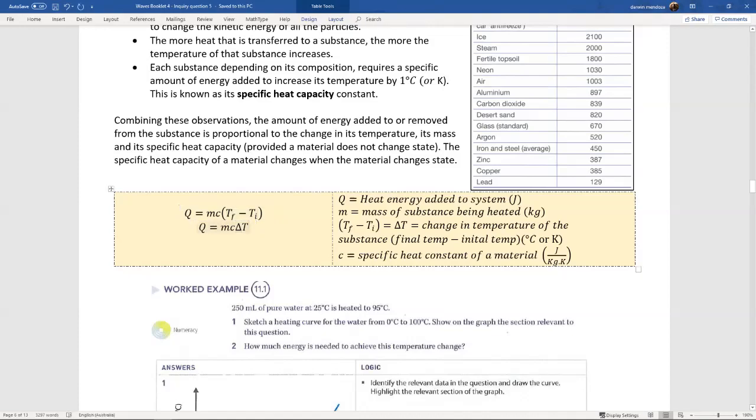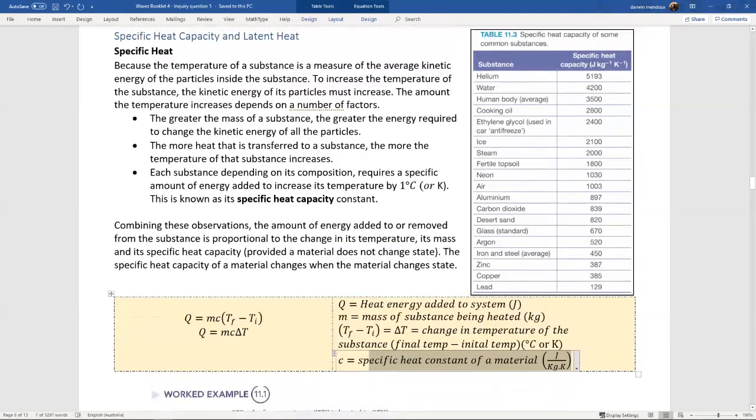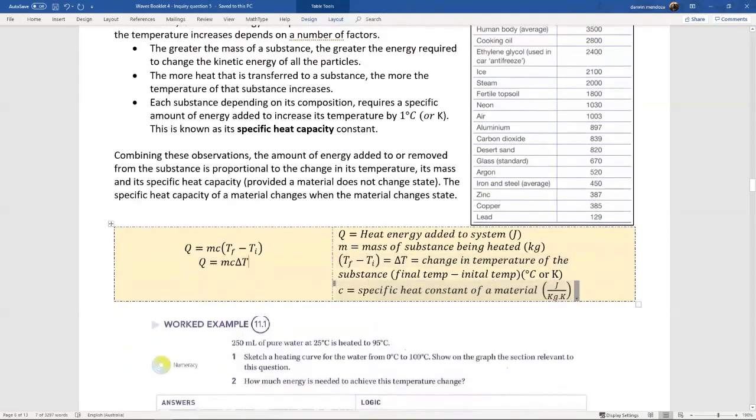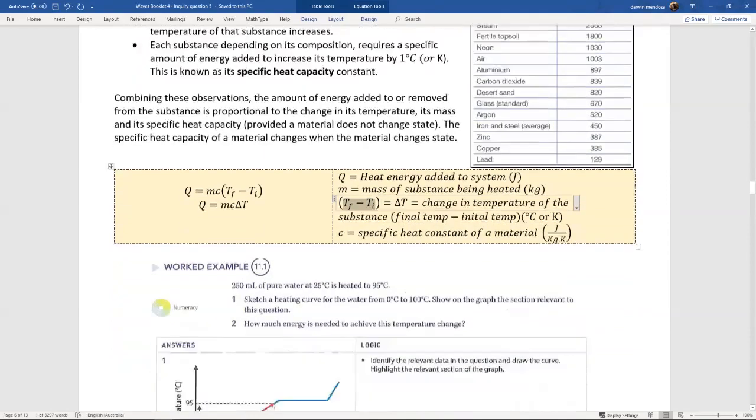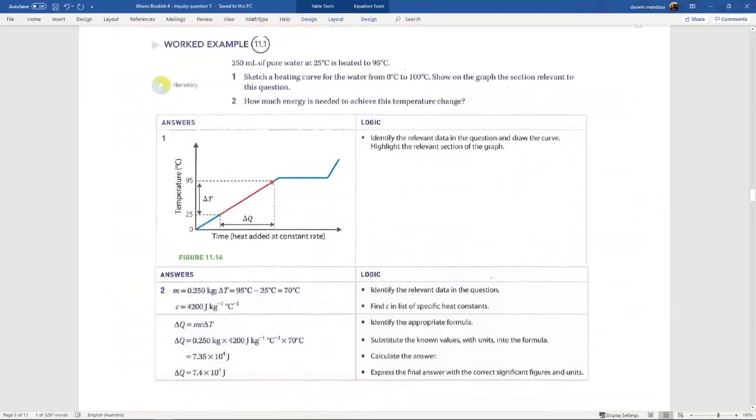So here we have the energy added to a system is equal to the mass of the system, times the specific heat constant. Each one of those substances has a particular constant related to it, and it's equal to the change in temperature, right? The final temperature minus the initial temperature. And that gives us the energy in that system. So let's have a look at an example here.